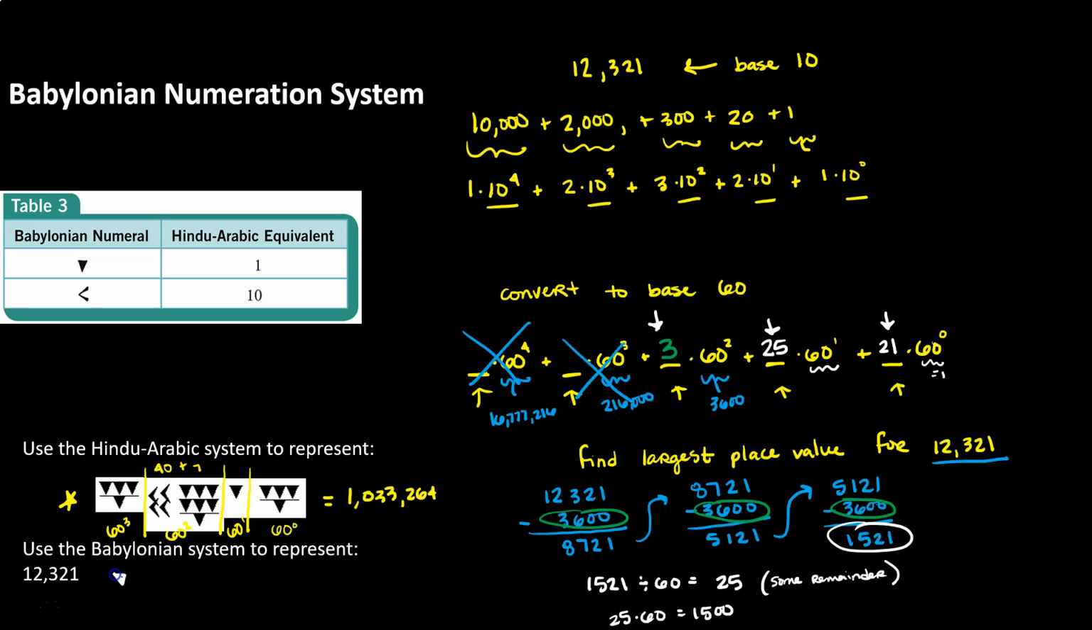3 in Babylonian would be 3 of these triangles. And I'm going to try to deliberately group them together. That represents the 3 times 60 squared. And then I'll leave a little bit of a space to do the 25 times 60 to the first. 25 is going to require 2 of those sideways triangles and then 5 of the upside down triangles. And then lastly, we need 21 in the units place. That'll be 2 of the sideways and 1 of the upside down triangle. So this number that we're representing in Babylonian numerals is exactly equal to the number in our system, 12,321.